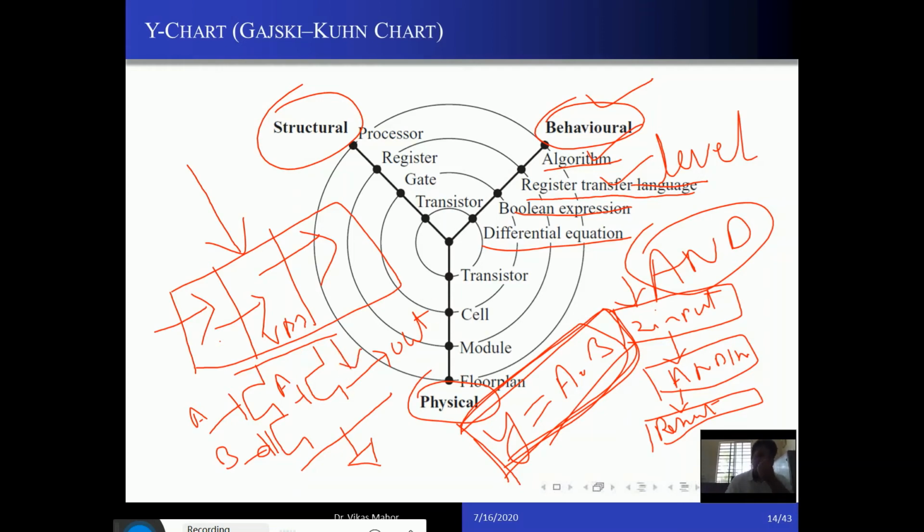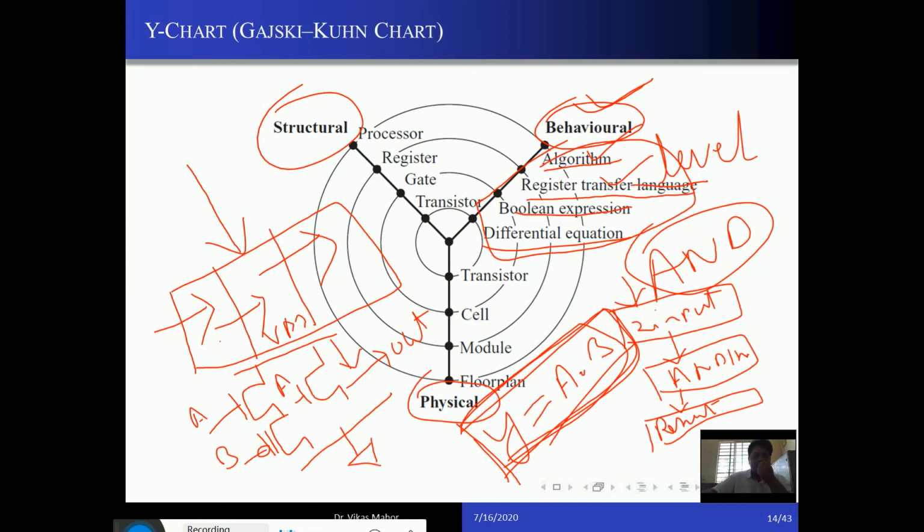You have studied this in your electronics subjects. How do you explain that current? You explain that current using a mathematical equation, and that mathematical equation is basically a differential equation, differentiable with respect to a particular parameter. Using that differential equation also you can define your integrated circuit. So in the behavioral domain, you can define your integrated circuit in these four ways.